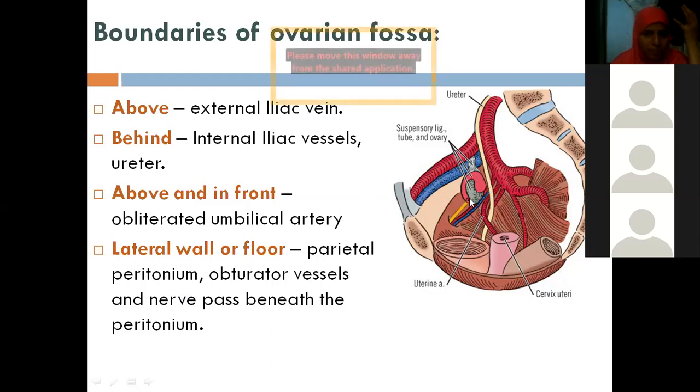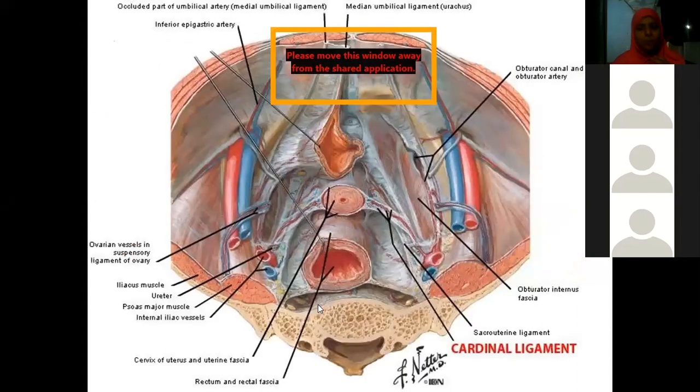These are the obturator vessels. This is obturator internus muscle, isn't it? The obturator vessels, and this yellow one is the obturator nerve, which pass beneath the peritoneum. This picture is helping us understand many things, so I am just repeating. Above it is related to the external iliac vein. Behind it is related to the internal iliac vessels and ureter. Above and in front, not shown here, is the obliterated umbilical artery. And the lateral wall or floor is parietal peritoneum, with obturator vessels and nerves passing beneath the peritoneum.